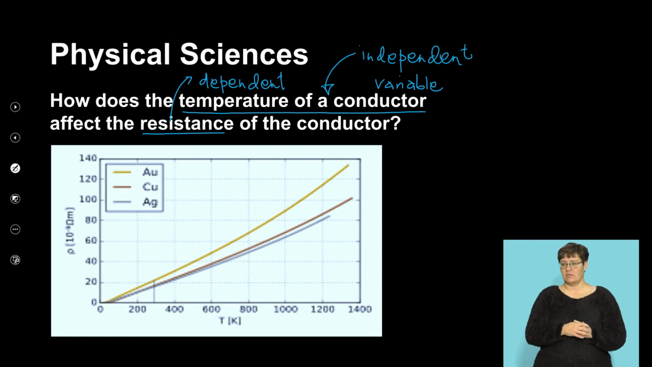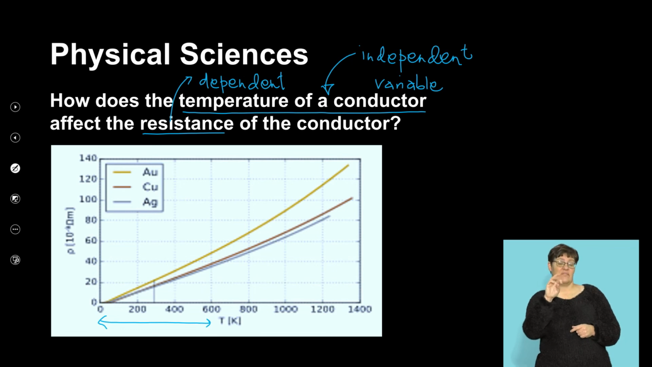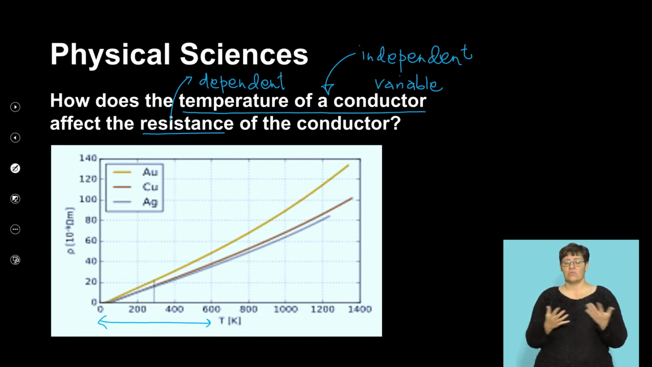Now, there are 3 metals that were used in this investigation. This is a set of data that was obtained from an experiment of some sort. There are 3 metals: gold, copper, and silver. Within the first interval of, let's say, 600 kelvins. Kelvin is the SI unit in which we measure temperature, so it's what is standard.